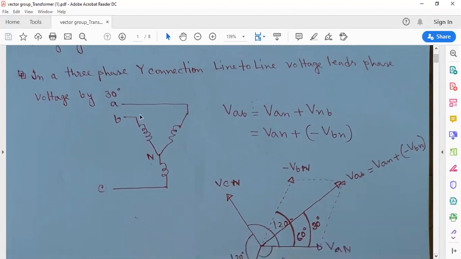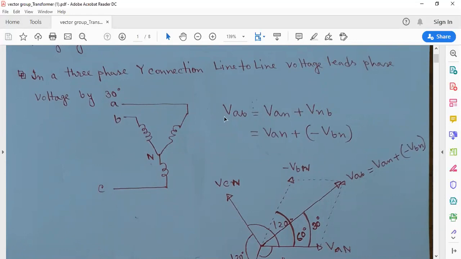So this is a three-phase connection. There are A, B, C phases. AN is a voltage. From A to N, VAN is a phase voltage. VBN is another phase voltage. VCN is another phase voltage. VAB is a line-to-line voltage. VBC is a line-to-line voltage. VAC is another line-to-line voltage.